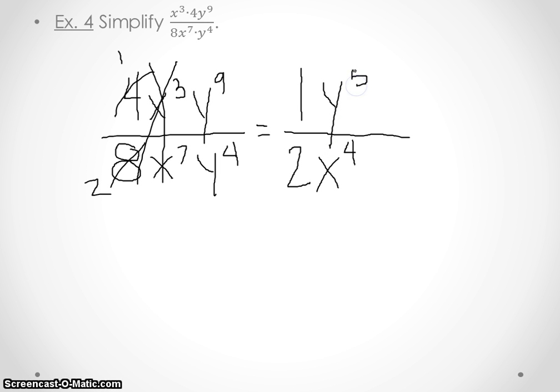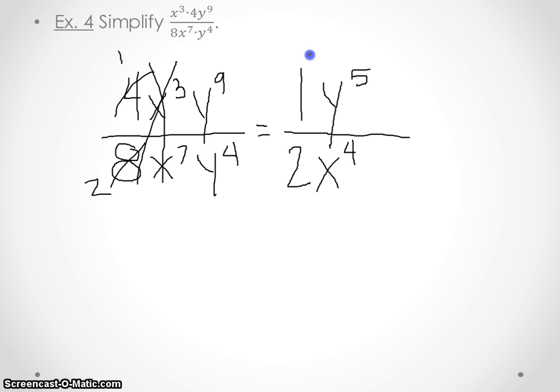So 1y to the 5th, and then x to the 4th. Now how do you know you're done? Well, check your coefficients. 1/2 does not reduce anymore. And then also x and y are two separate variables. We cannot combine those two. So since that's all I have left, I am done.